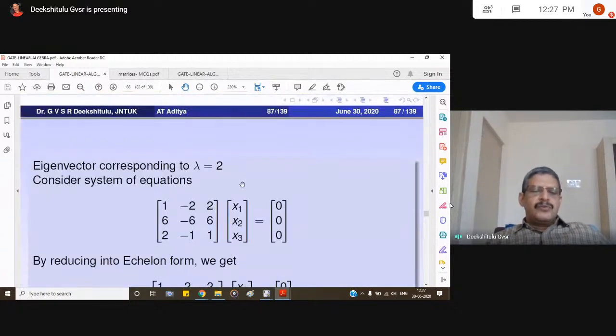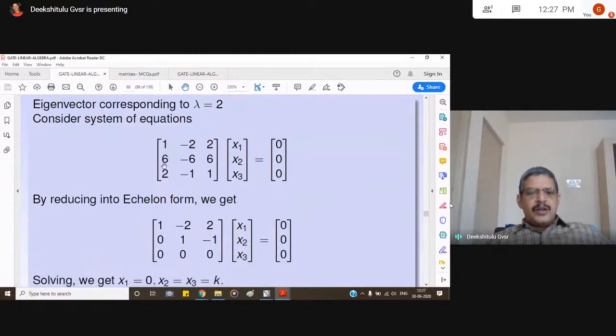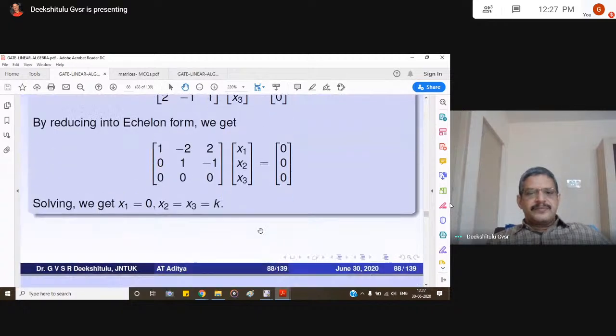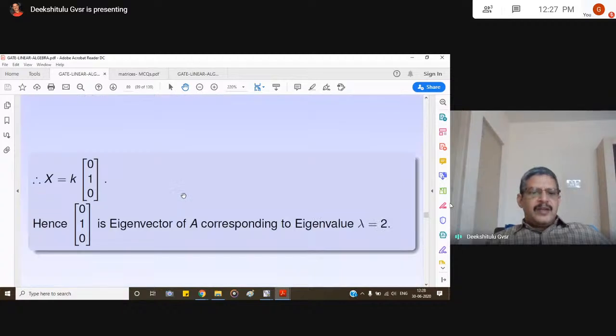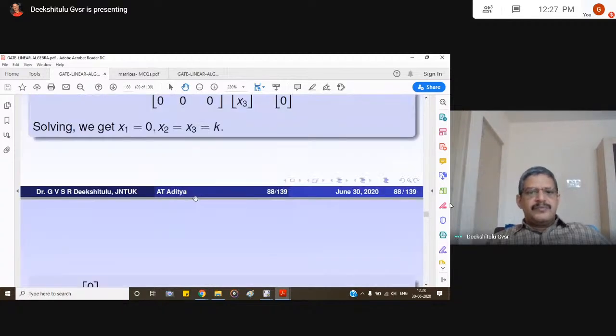Coming to lambda equal to 2. Put lambda equal to 2 in A minus lambda I equal to 0. So this is the matrix equation we have. Then reduce it to echelon form like this. So y minus z is equal to 0, or y is equal to z. If you say y equal to z equal to k, what happens? The first equation gives this. So we get x1 is 0, x2 and x3 equal to k. The eigenvector is (0, 1, 0).